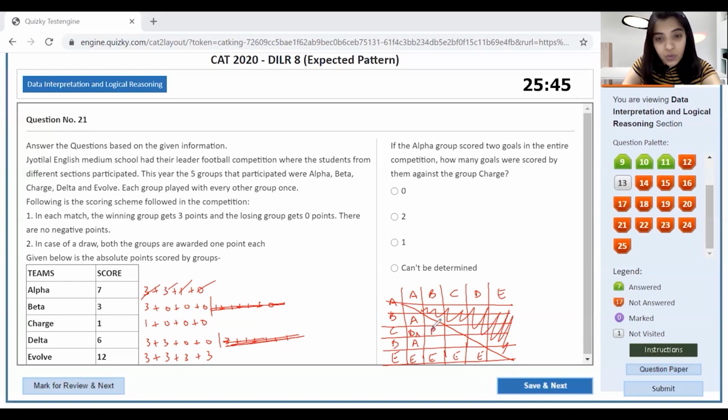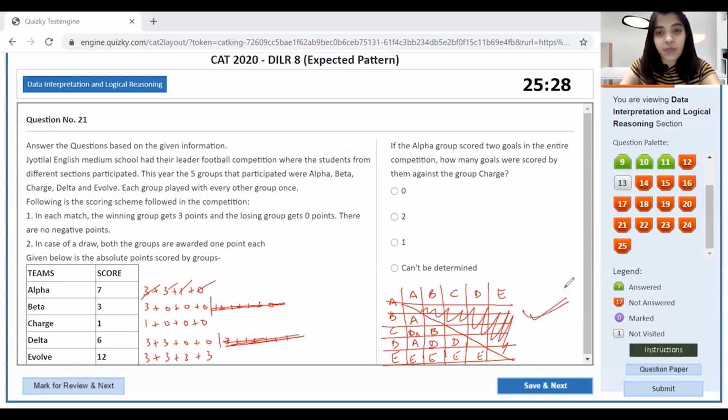So C versus B was B. C versus D was also D. So we have one win from Beta here and the other three are losses. So we can say that D won here and D is also satisfied for 2 wins, right? This is the final scenario.